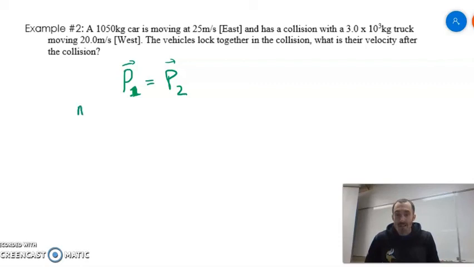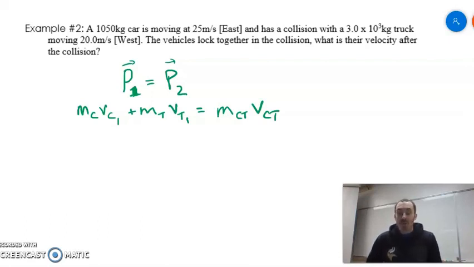So we're going to go the mass of the car times the velocity of the car at the beginning, plus the mass of the truck times the velocity of the truck at the beginning, is equal to the mass of the car-truck, why not, times the velocity of the car-truck. I could say at the end, but there was no car-truck at the beginning. Now that you mention it, I don't really need the ones over here either, because there weren't final momentums for the car and truck separately. So now we're just going to put in all our numbers.